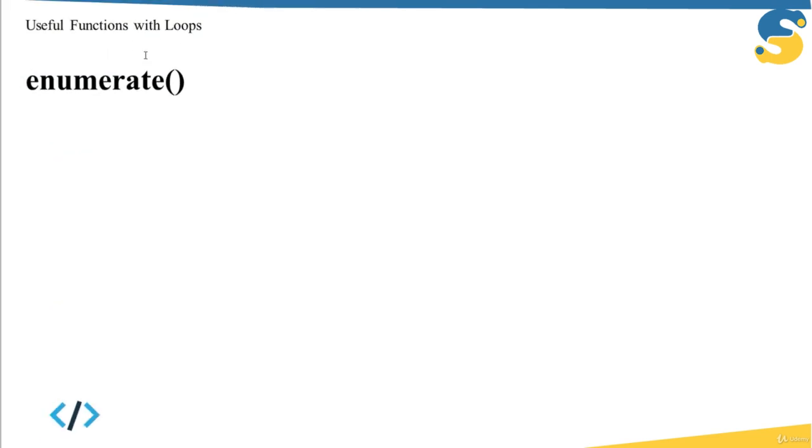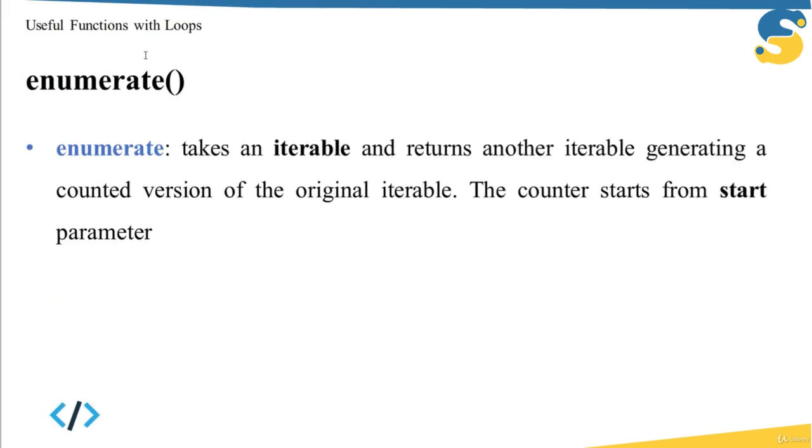Now let's talk about the second function, which is enumerate. Enumerate is a function that takes an iterable. Please refer to the previous lecture in which we talked about iteration, iterable, and iterator. Let's get back now to enumerate. Enumerate is a function that takes an iterable and returns another iterable, generating a counted version of the original iterable. And keep in mind that the counter starts from the start parameter. So we can understand from this definition that enumerate takes two parameters, iterable and where to start the counter.